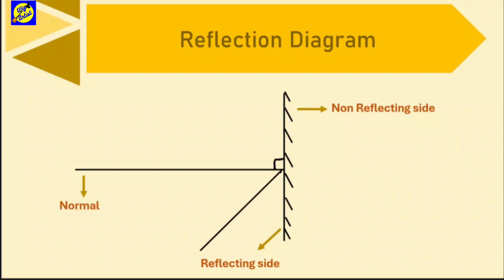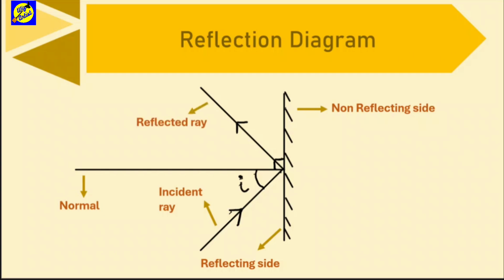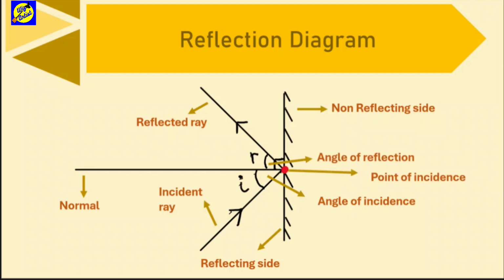Then we draw the incident ray, which has this direction. The angle between the normal and the incident ray is I. Then we have the reflected ray with this direction. And the angle between the normal and this reflected ray is represented by R. I represents angle of incidence and R represents angle of reflection. And let's not forget the point of incidence. Now, point of incidence is not very important in terms of labeling a diagram, but it is very important to identify the position of the normal.